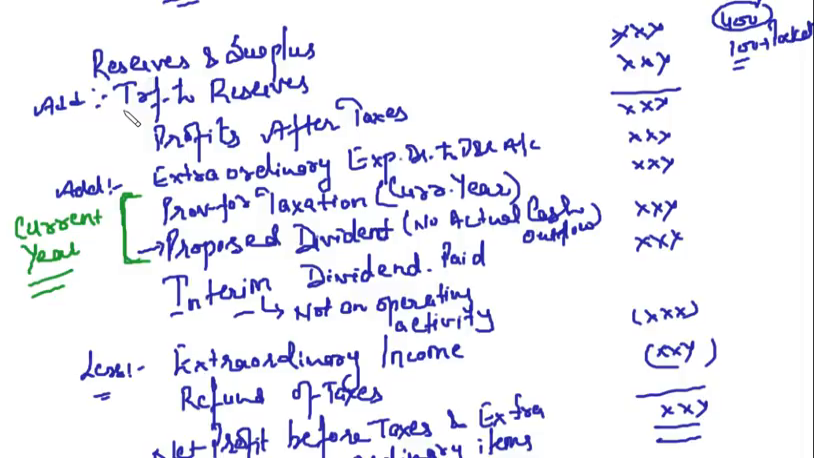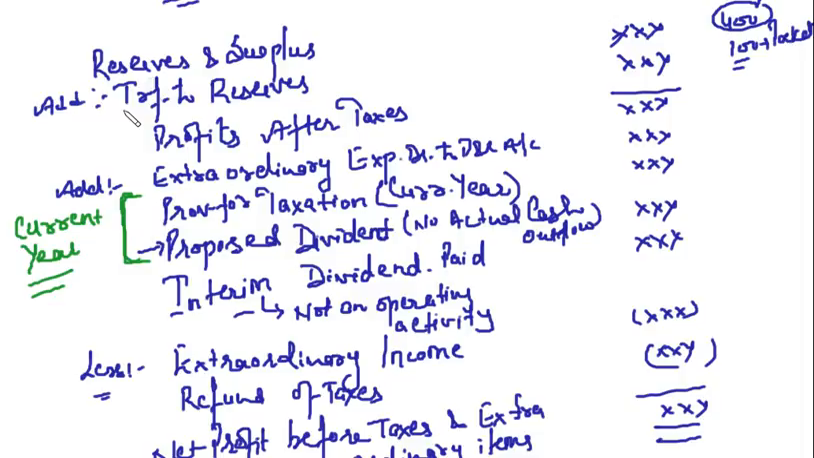Clear, friends? So provision for taxation is added because it does not involve any actual cash outflow. Proposed dividend is just a proposal as of now. We haven't paid the dividend, so there is no actual cash outflow. We will add back any proposed dividend.